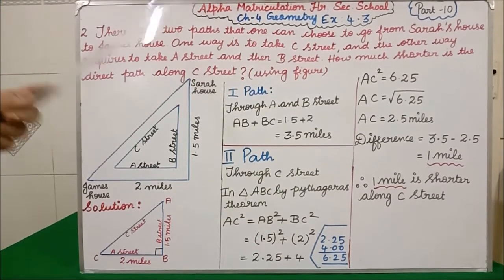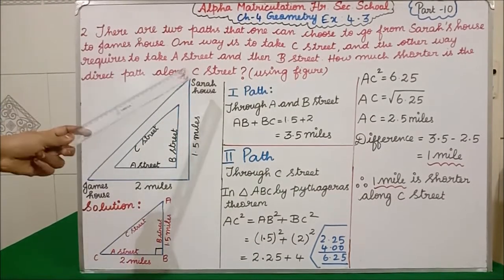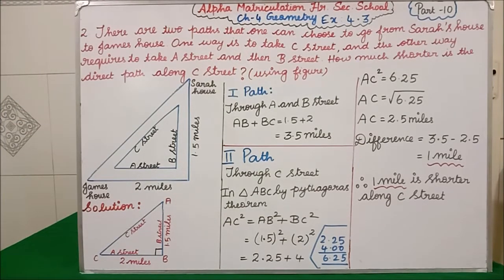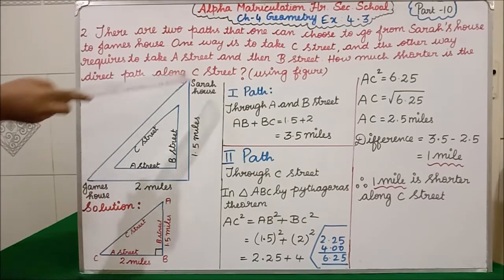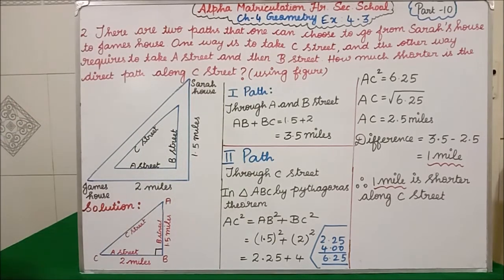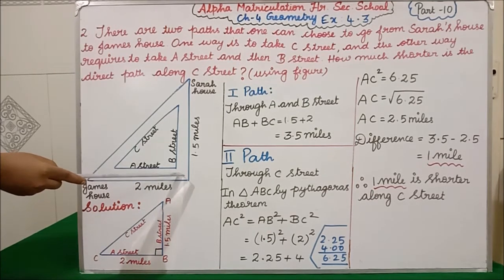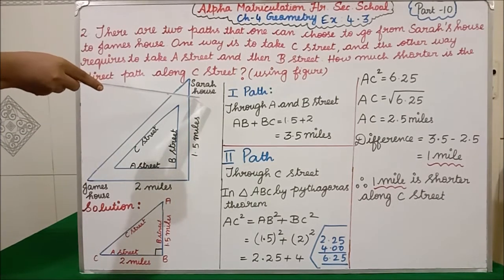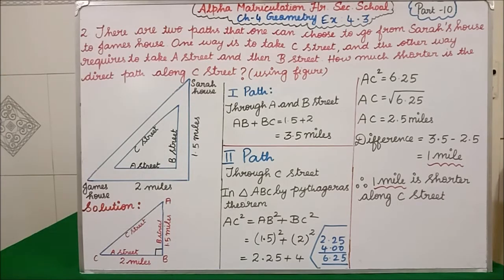And the other way requires taking A street and then B street. Another way is there to go from Sarah's house. James can travel first through A street. A street is here, isn't it? They have given that it requires taking A street and then B street. So first James has to travel through A street, like this he has to go, and then B street, this side he has to go. Then he can reach Sarah's house. Here, so we have two paths.